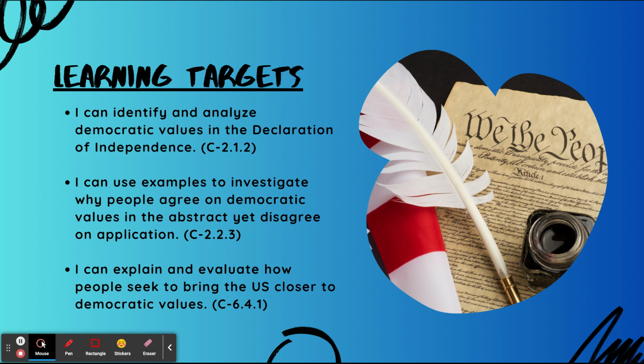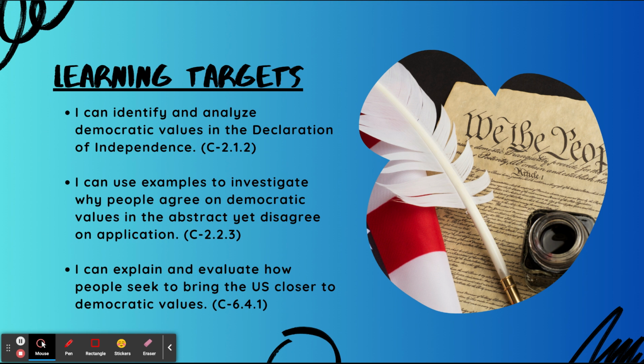The first states, I can identify and analyze democratic values in the Declaration of Independence. In that portion of the lesson, we're going to define and look at examples that the Founding Fathers stated in the democratic values, including justice, unalienable rights, and equality.